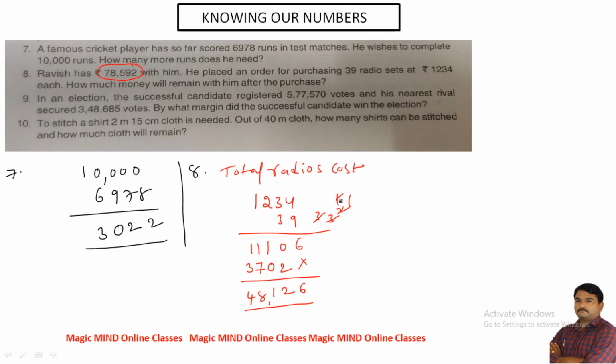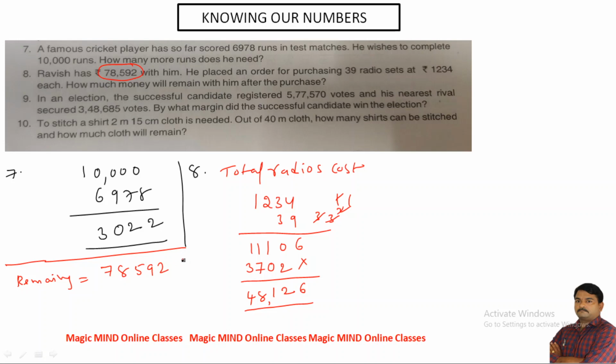In order to find out the remaining amount, what we have to do? Let us find the remaining amount here. I want to use the space. I hope you are comfortable with this. Now we have to find out the remaining amount. In order to find out the remaining amount, total how much he is having? So total is having 78,592.